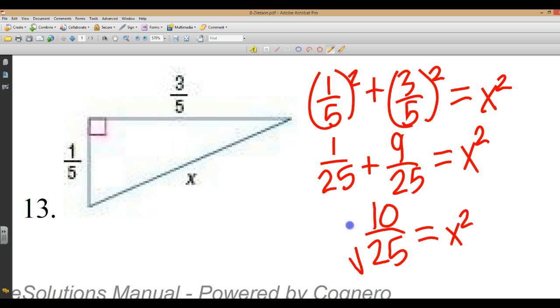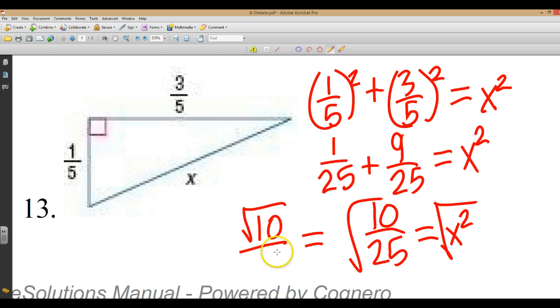And then we want to take the square root. So the square root of 10 does not simplify, but the square root of 25 is 5. So x is the square root of 10 over 5, which we can approximate. So the square root of 10 divided by 5 is approximately 0.6.